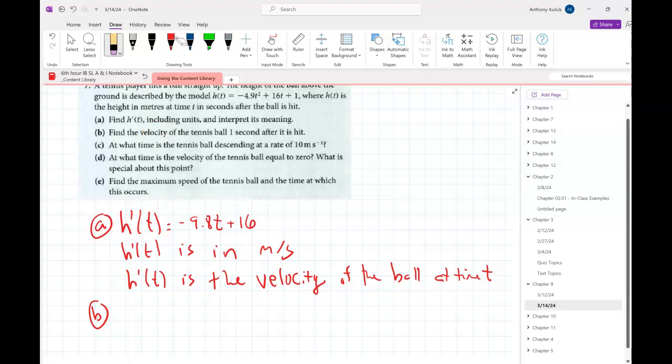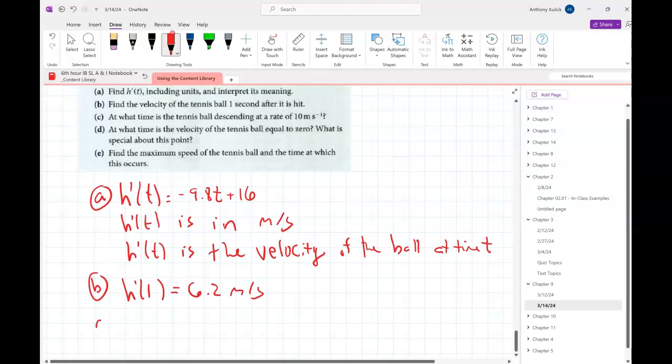It says find the velocity of the tennis ball after 1 second, or 1 second after it's hit. So that's just going to be h prime of 1, right? So 6.2 meters per second, right? Negative 9.8 plus 16. At what time is the tennis ball descending at a rate of 10 meters per second? How am I going to find that?